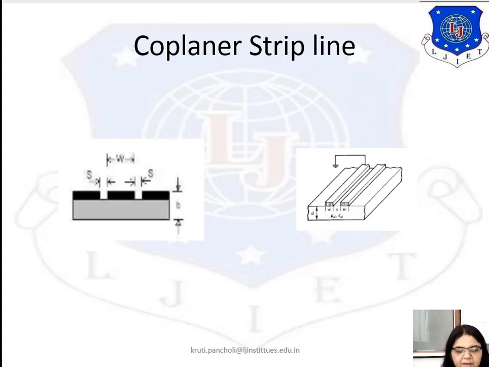It's a coplanar strip line. Here in the coplanar strip line, you can see that the two strips are there, having the width W, and this is the D. A coplanar strip line consists of two conducting strips on one substrate. So on the one substrate, the two conducting strips are there, and one strip is grounded. So here this is a conducting strip, this is another conducting strip, and one strip is connected with the ground.